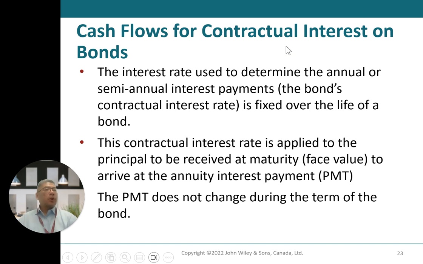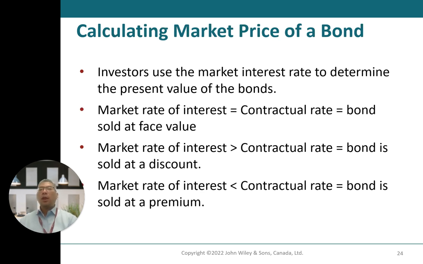Now, the cash flow of the contractual interest on a bond: the interest used to determine the annual or semi-annual interest payment is fixed over the life of a bond. This contractual interest rate is applied to the principal to be received at maturity, or face value, to arrive at the annuity interest payment, which is PMT. PMT does not change during the term of the bond. In calculating the value of the bond, investors use the market interest rate to determine the present value of the bond.